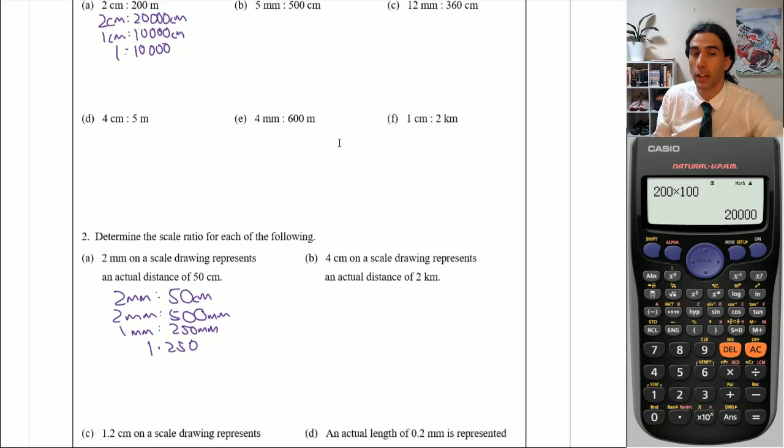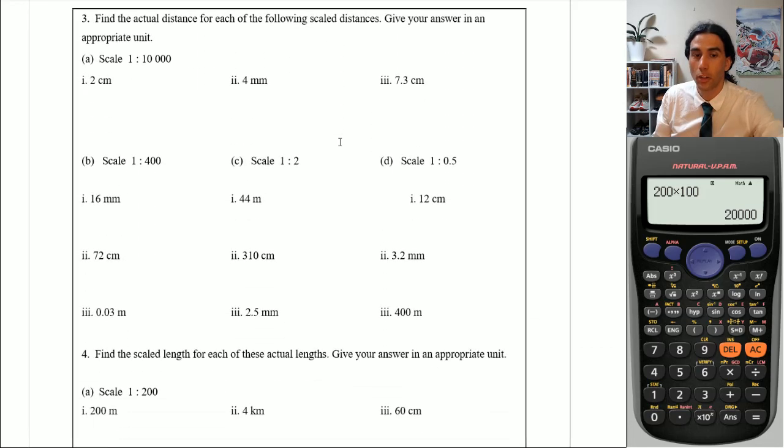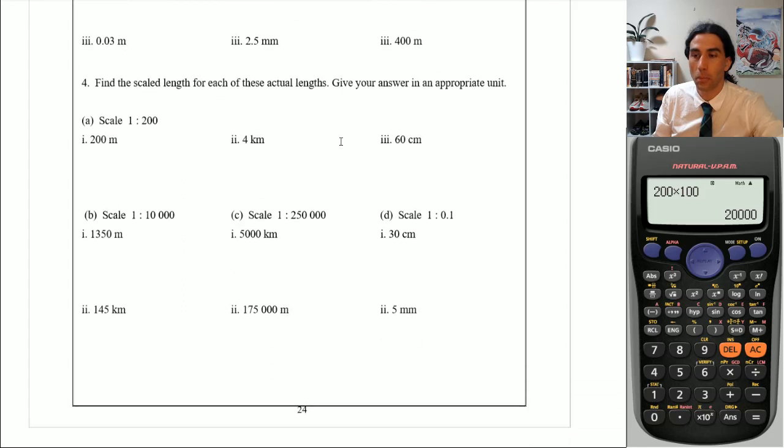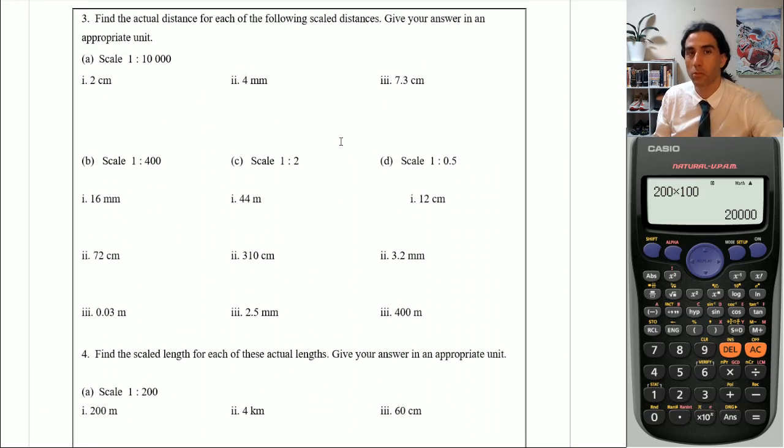Okie dokie, scrolling down to 3. Just want to give you a couple of answers from this page. 1 from 3, 1 from 4. So question 3, find the actual distance. Find the actual distance for each of the following scale distances. So the scale is 1 to 10,000. The second one's the actual. So this one, you say 2. And what we have to go here is going to times by 10,000. So it's 2 centimeters times by 10,000, 20,000 centimeters.